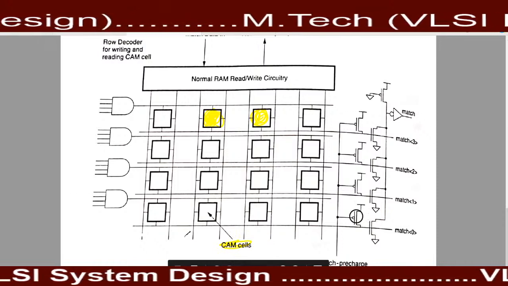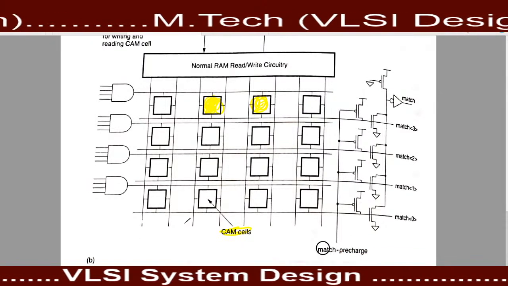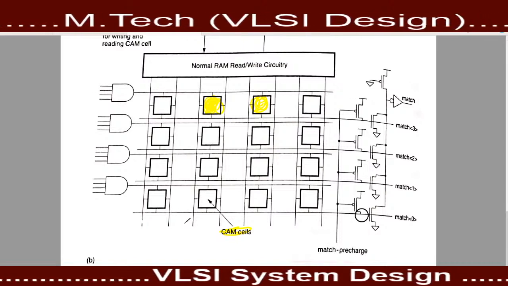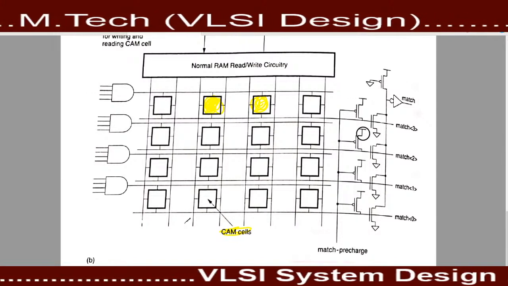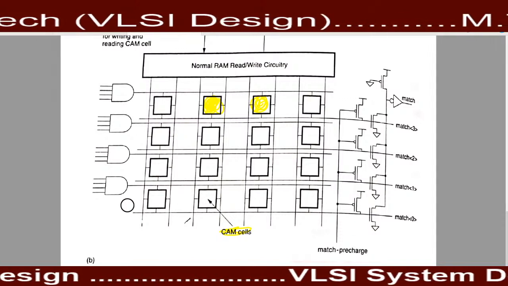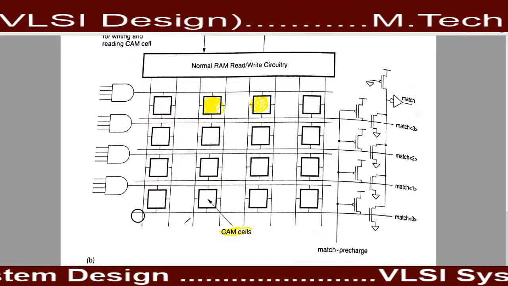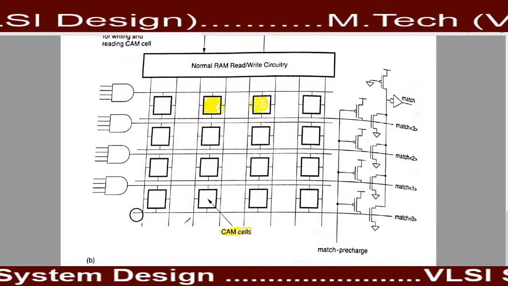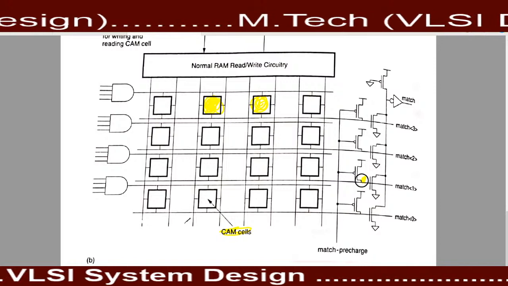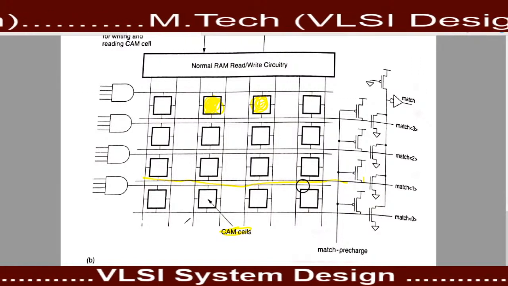Here a PMOS is present, and it is connected with a match precharge, and also the drain portion of each PMOS is connected serially with a row of CAM memory cells. Here you can see the drain portion of each PMOS is connected horizontally with the drain of each row.